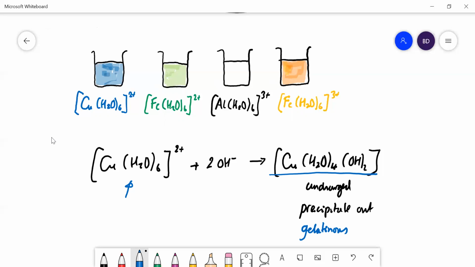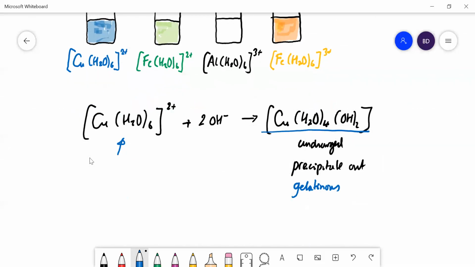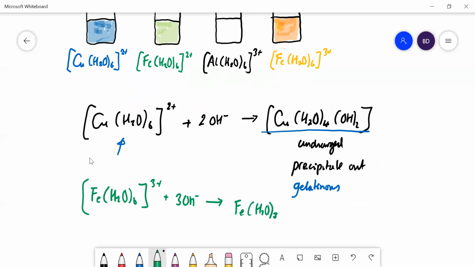Obviously with the 3+ ones, like iron 3+, it's going to have to lose 3 protons, and you're going to have 3 OH minuses, and then you will form [Fe(H2O)3(OH)3]. There's no charge on that, and you get a brown gelatinous precipitate. The same thing happens with iron 2, and the same thing with aluminium.